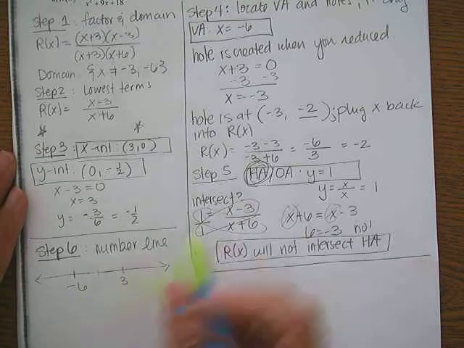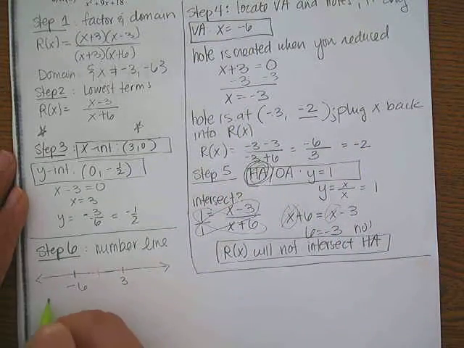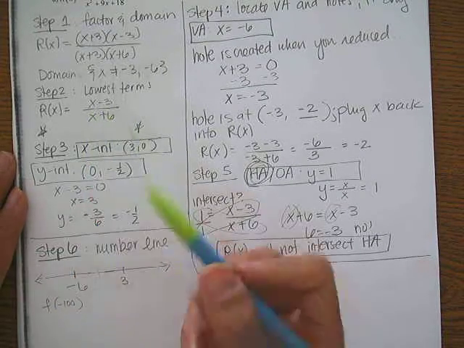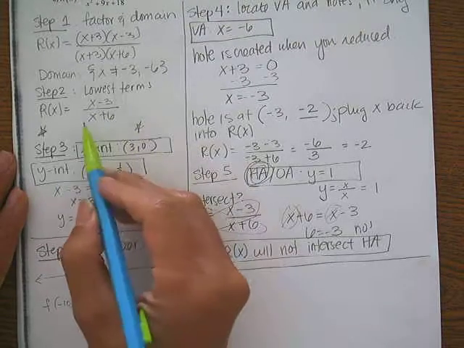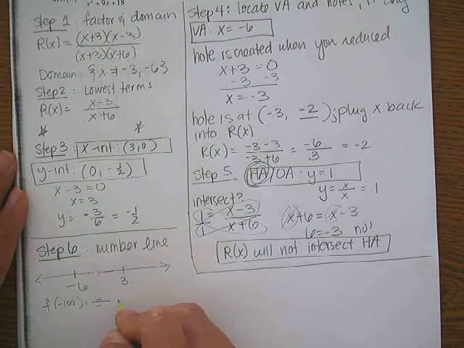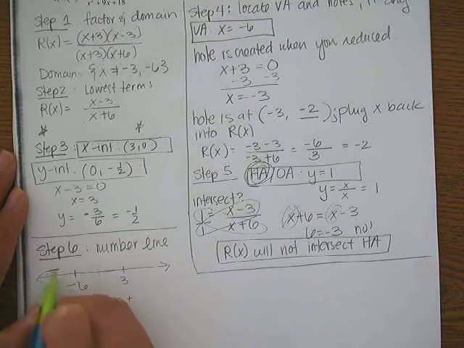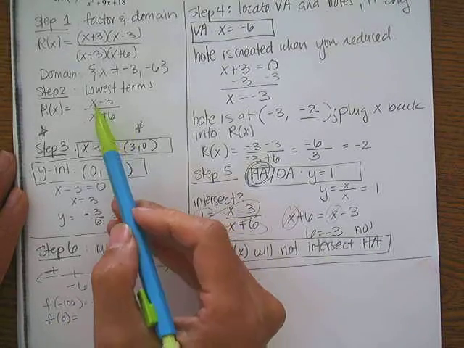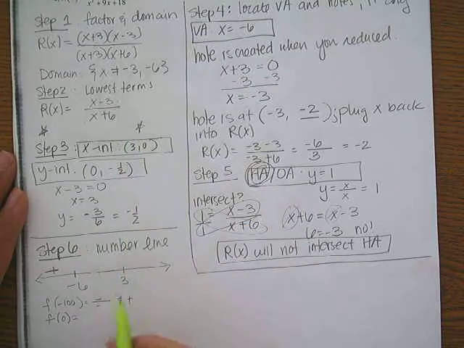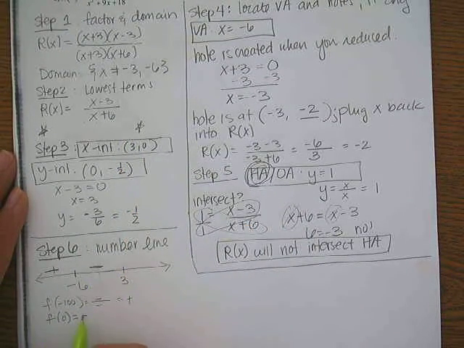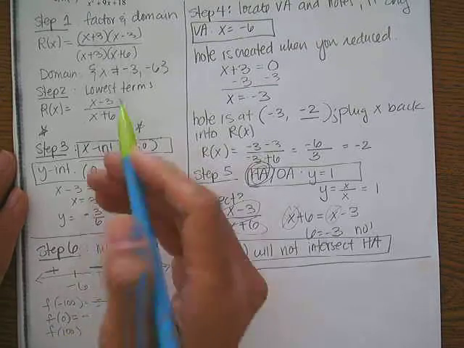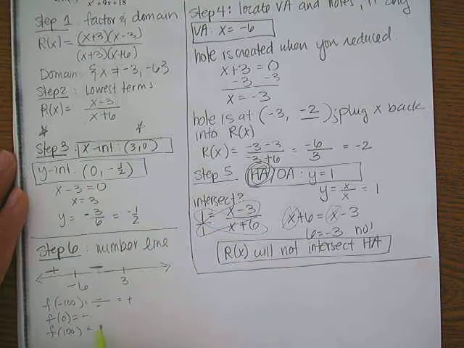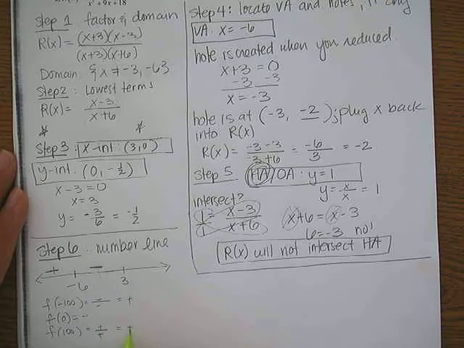Then let's test it out. We only have one VA, one x-intercept. We're good. Then let's pick negative 100. Negative 100 minus 3 is negative, divided by negative 100 plus 6, negative. Negative divided by negative is positive. So this is now positive. Pick something in the middle. F of 0 equals 0 minus 3 over 6, which is a negative number. So negative. F of 100: 100 minus 3 is positive, 100 plus 6 is positive. A positive divided by positive is then a positive.